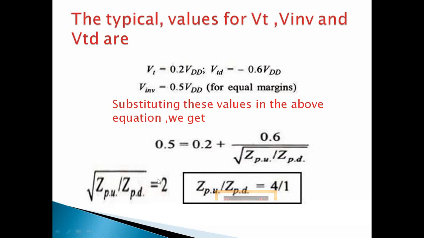If you take the square of this, that is Zpu to Zpd equal to 4. Generally we can write that Zpu to Zpd equal to 4:1. That is, Zpu is 4 and Zpd equal to 1.